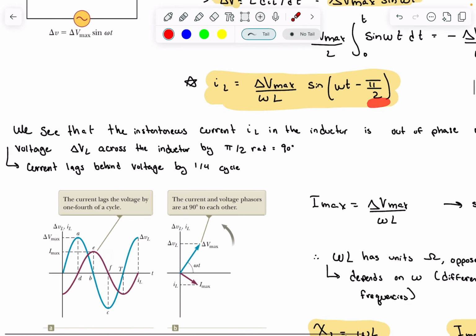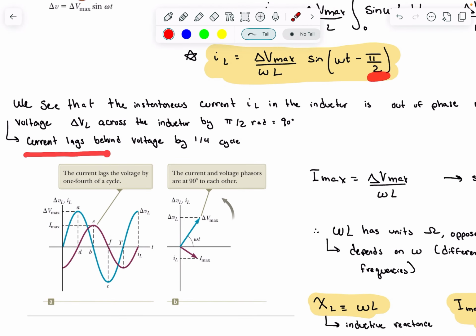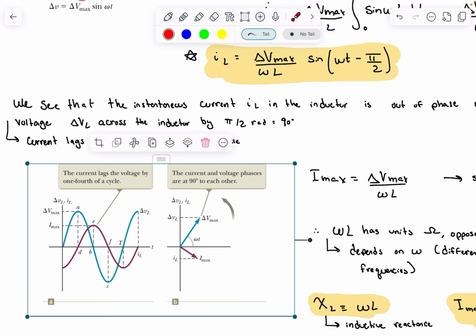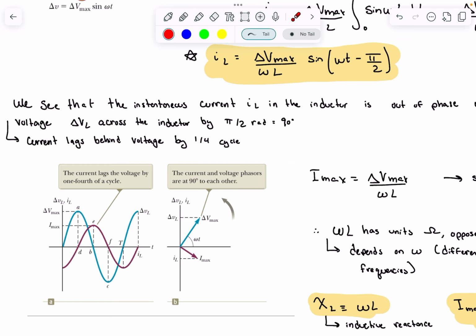If we were to just plot them, we'd see that the current lags behind the voltage by 1/4 of a cycle. So if we look at the voltage reaching its maximum value here, the current is not at its maximum. The maximum value for the current is way down here. Like it's trying to catch up, but it's not going to. It's 1/4 cycle behind. So here, for instance, if we look at the maximum value of I, we're actually at delta V equal to 0.